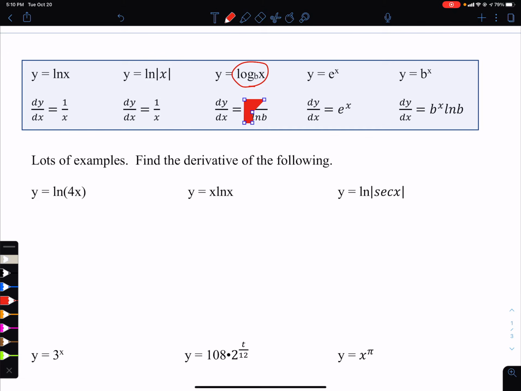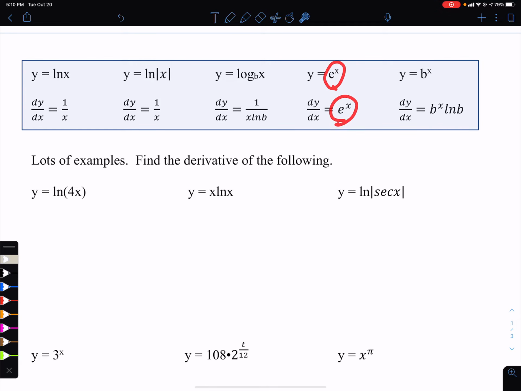The only difference is, you still have 1 over x. You need ln of the base on the bottom. And you can kind of think of that b is on the bottom, so it kind of connects that way. All right, so I am my own grandpa.